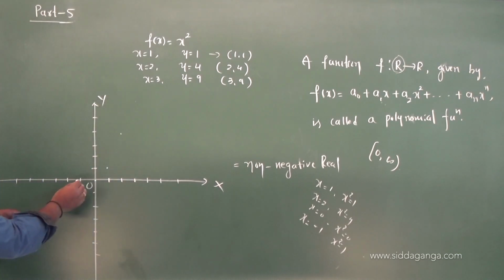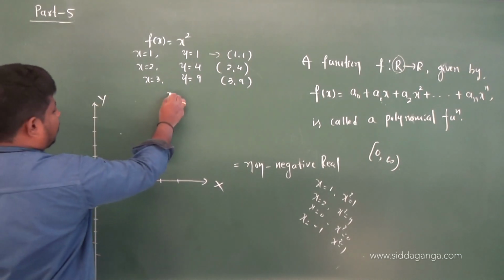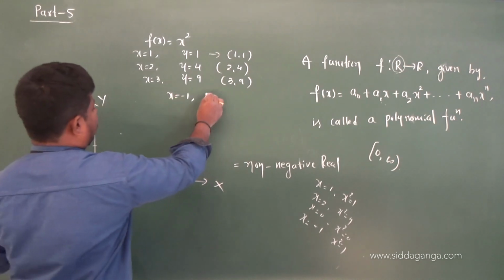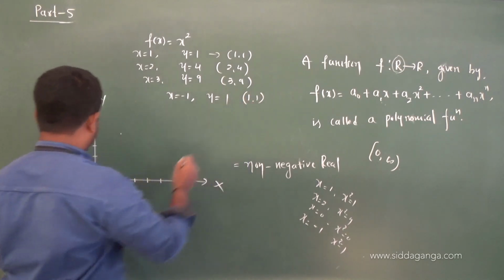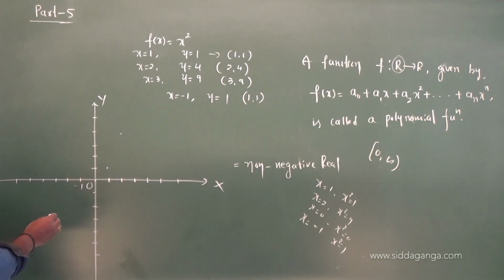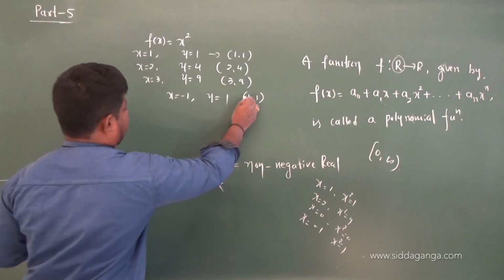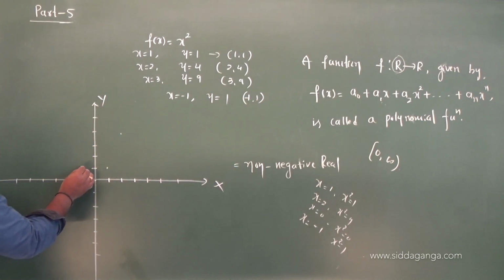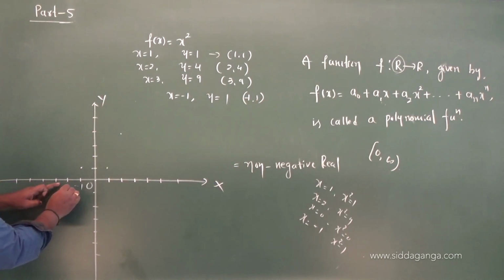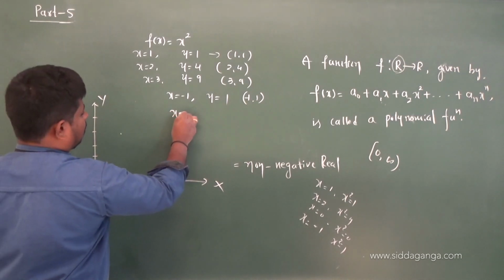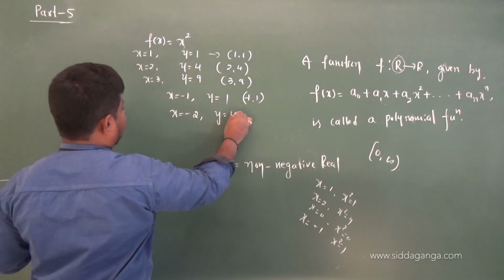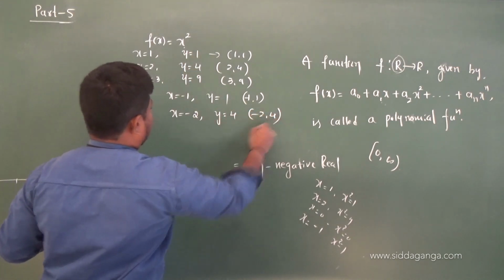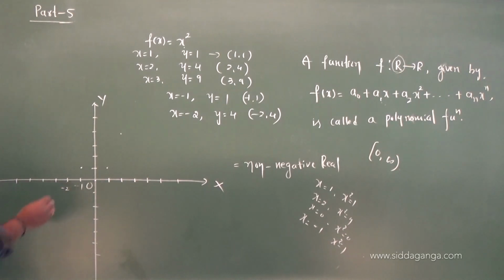Okay, in the same way, when x is minus 1, y is equal to minus 1 whole square, which is plus 1. So minus 1, 1. When x is minus 2, y becomes minus 2 whole square, plus 4. So minus 2, 4. Somewhere you get here.